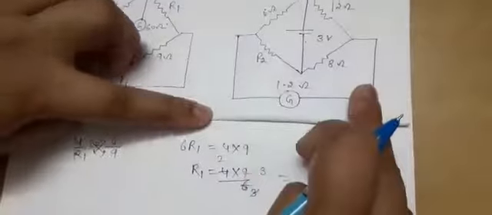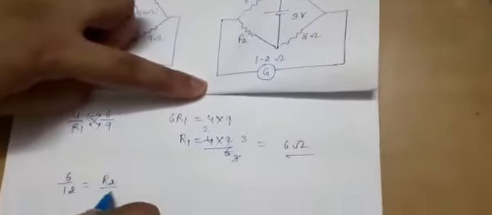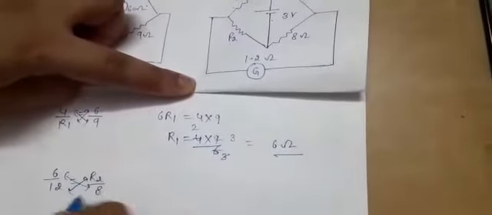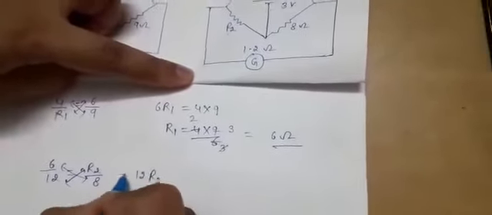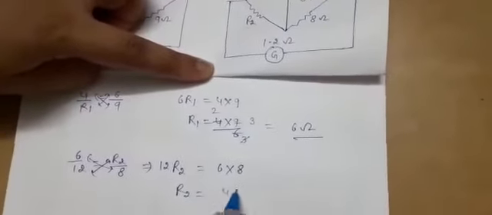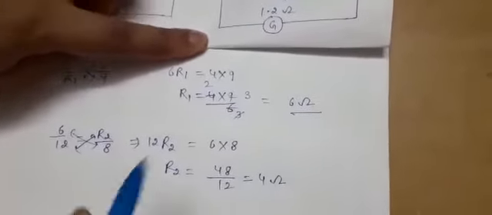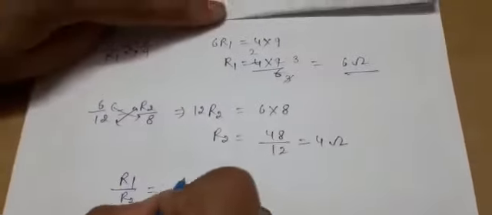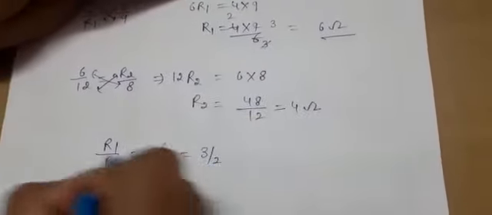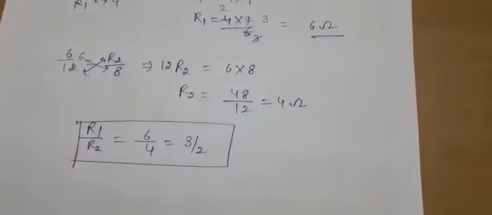Now as per this figure, again 6 upon 12 equal to R2 upon 8. Again cross multiplying and solving, 12 R2 equal to 6 into 8. So R2 will be 48 by 12, which is 4 ohm. Now you have to calculate the ratio of R1 and R2. So R1 upon R2 is 6 upon 4, which is 3 upon 2. So this will be the answer using the condition of the Wheatstone bridge.